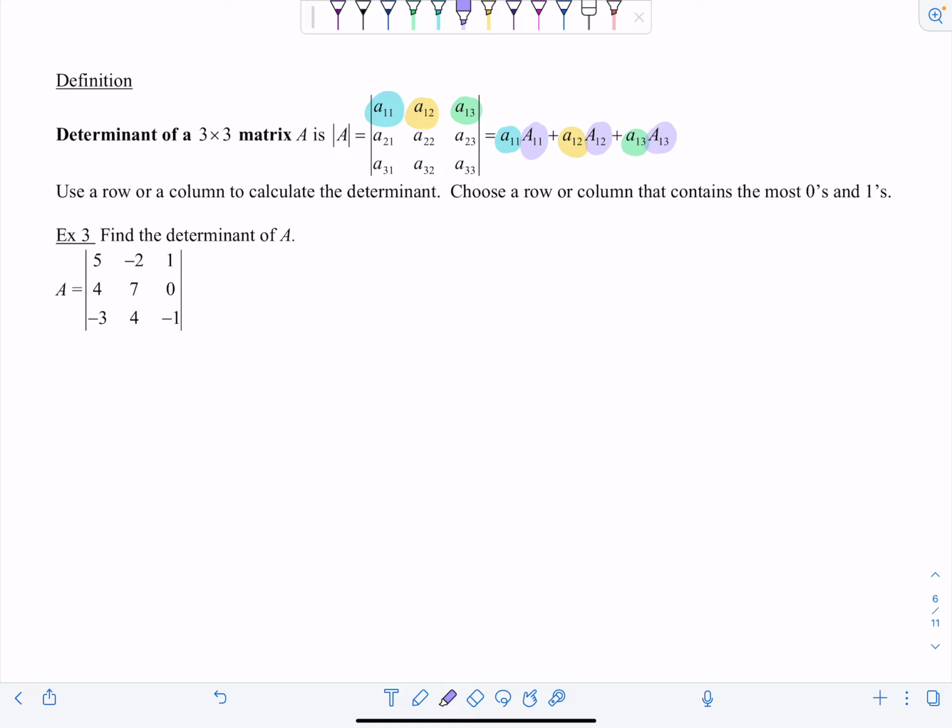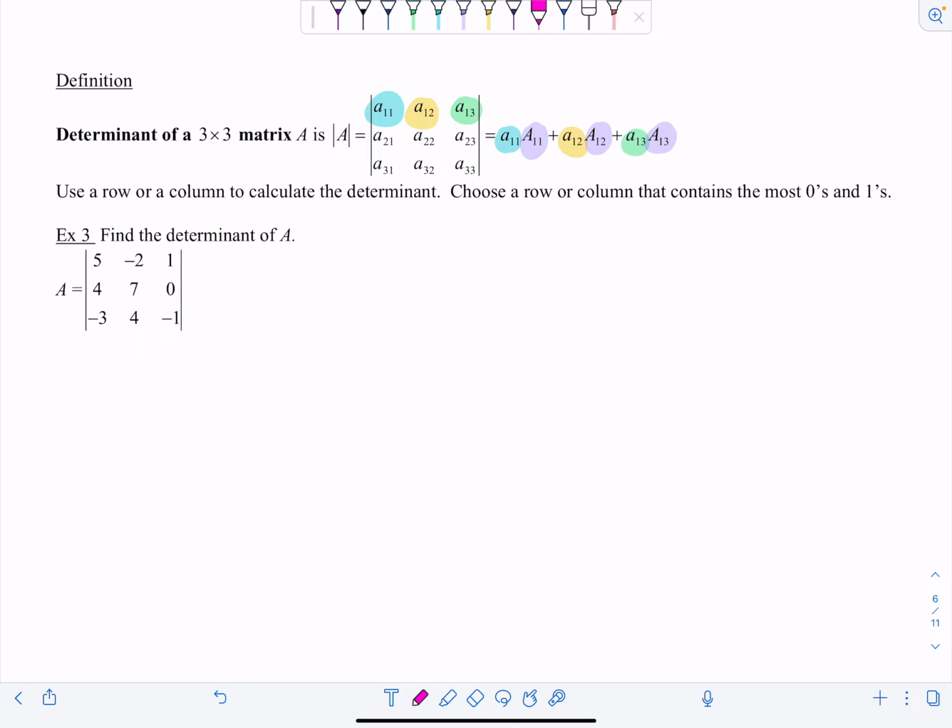And actually, you can use any row or any column to calculate the determinant. You don't necessarily have to go across row 1. Alternatively, you can go down column 1, across column 3, row 3, whatever you want. The best plan of attack is to choose a row or a column that contains the most zeros and ones when you're choosing which row or column to expand upon. That's what we call it when you're finding the determinant.